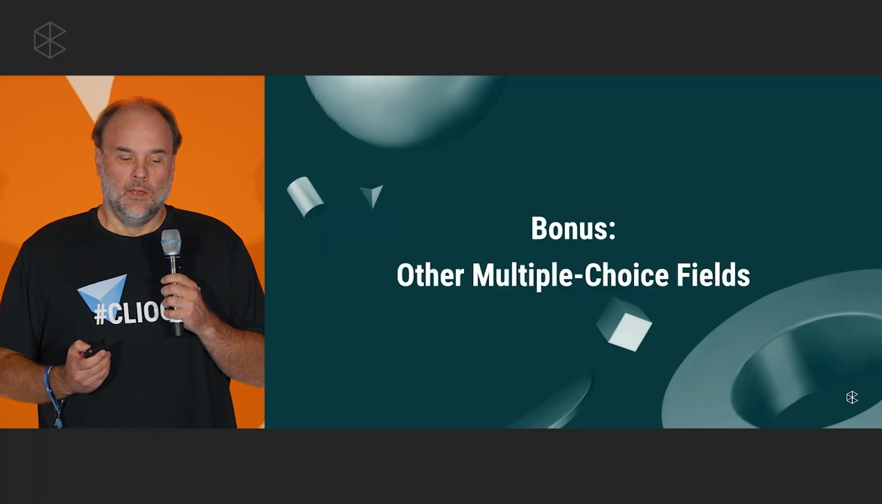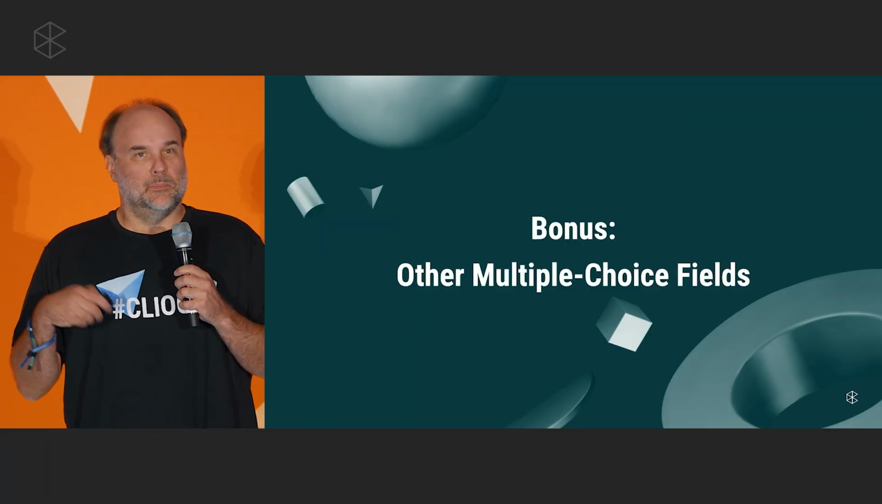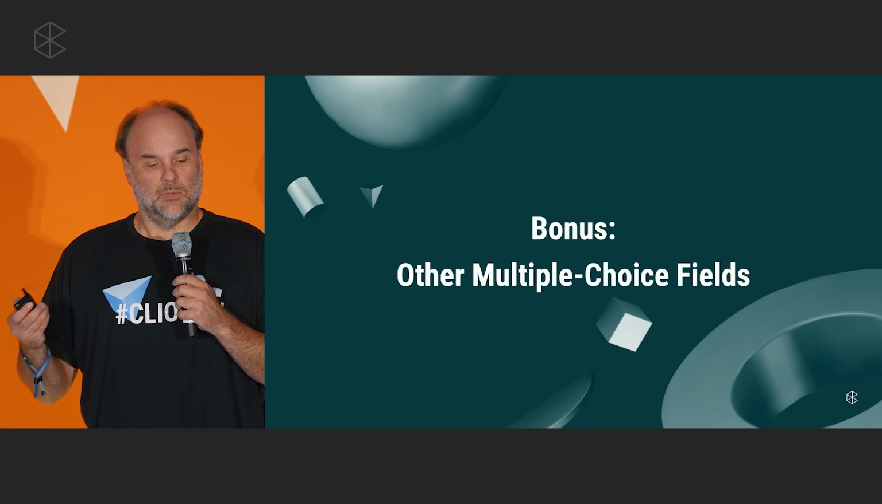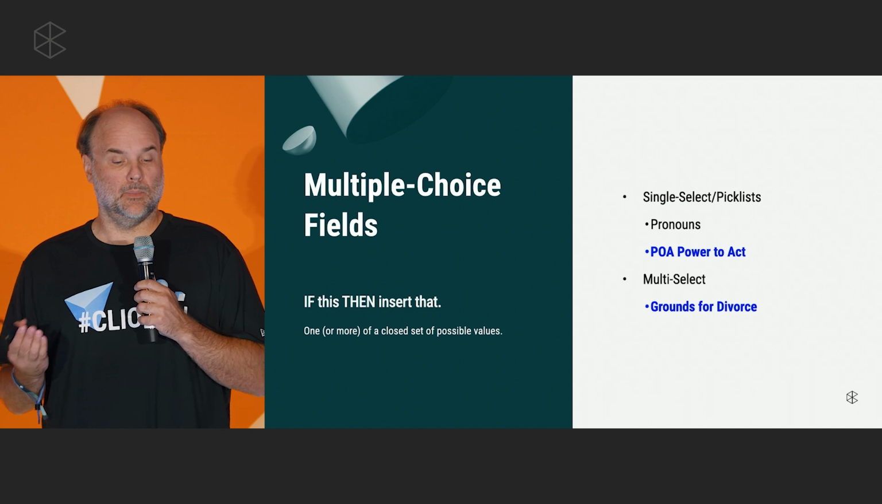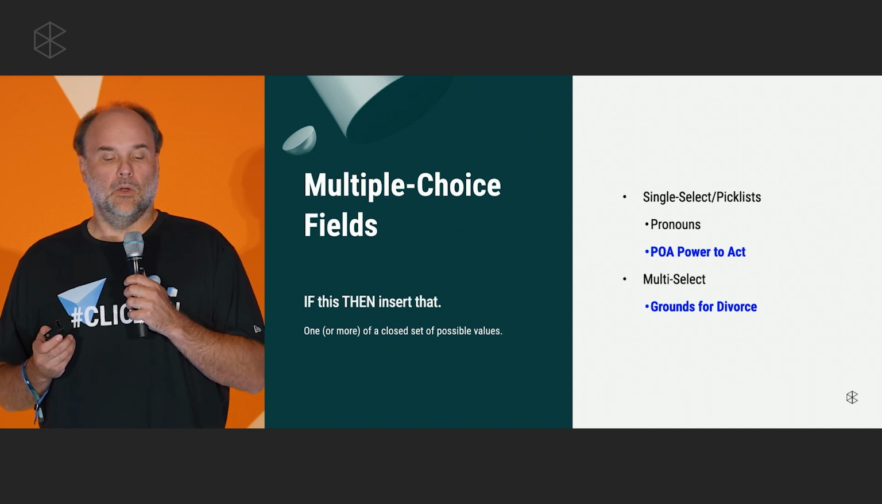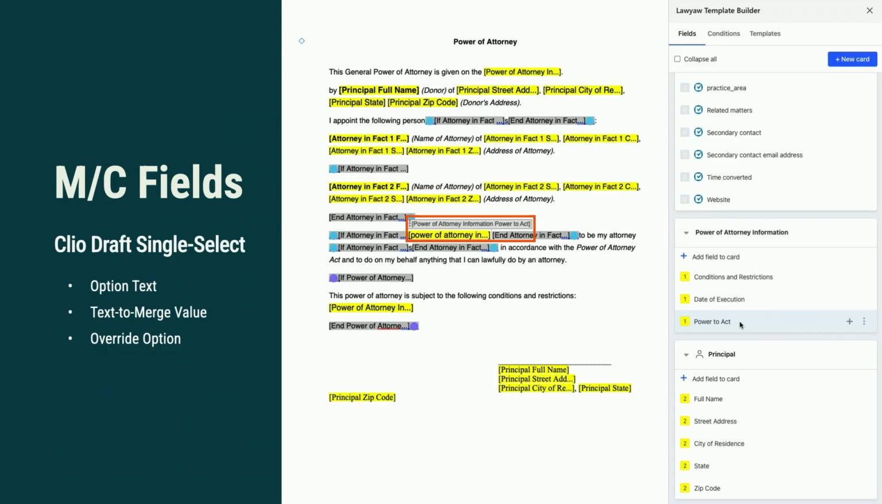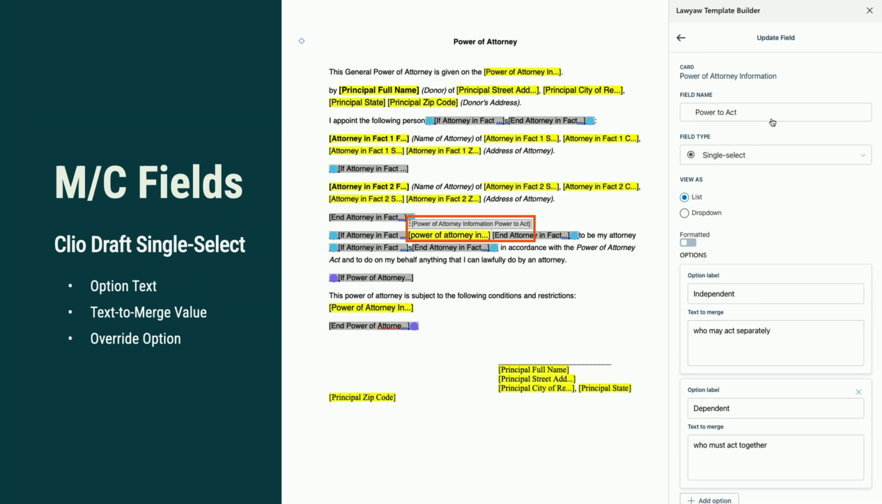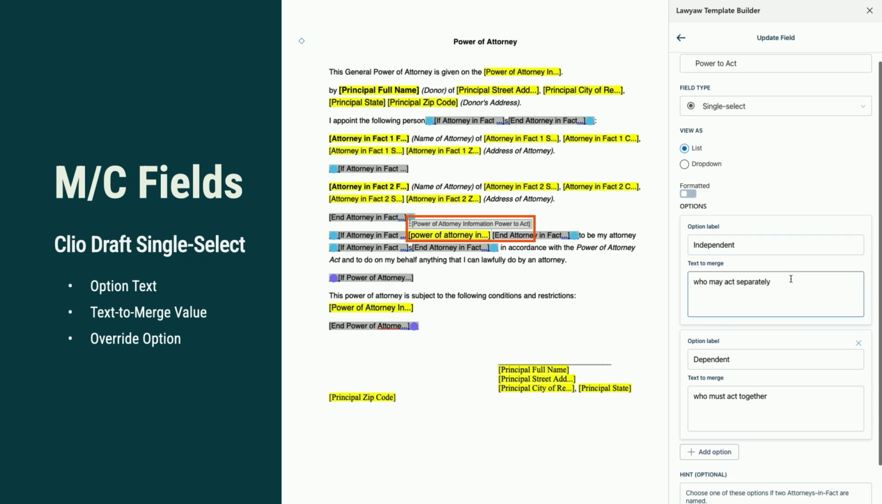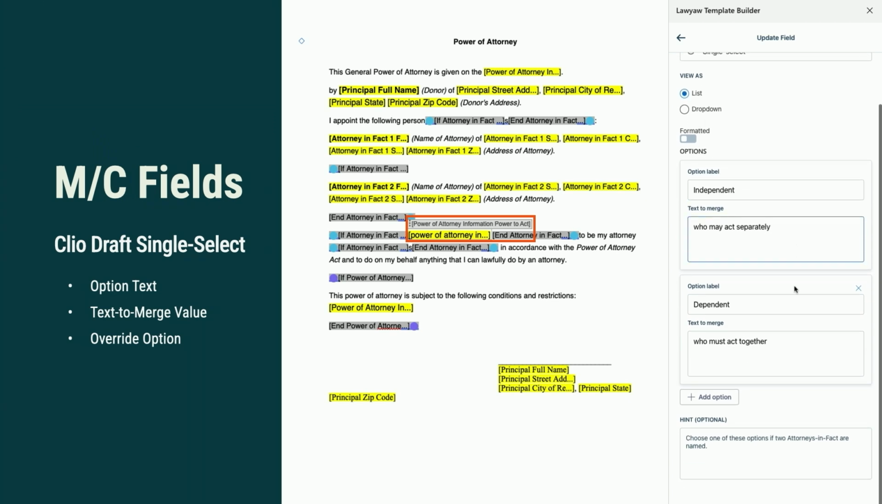All right. So rapid fire here, circling back to some of the things I kind of skipped over. As bonus topics, multiple choice field, the other 2 use cases I didn't talk about in addition to pronouns. The POA, power to act, is going to be a single selector pick list. But this is a use case where your option label and your text to merge might be different, right? Because as a drafter, you know what independent and joint means. But in the document, you want to include language like who may act separately and who must act together. But you don't need to put that as your option label. In Clio Manage you do, which is fine, but you can shorthand it here.